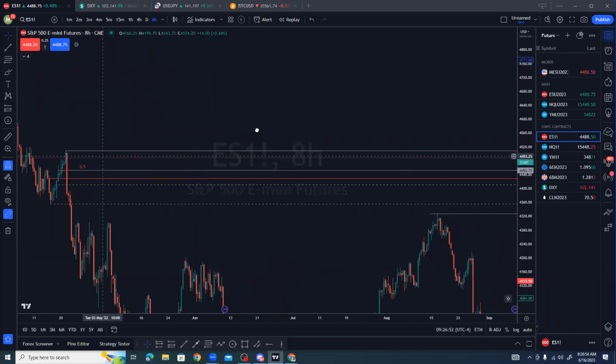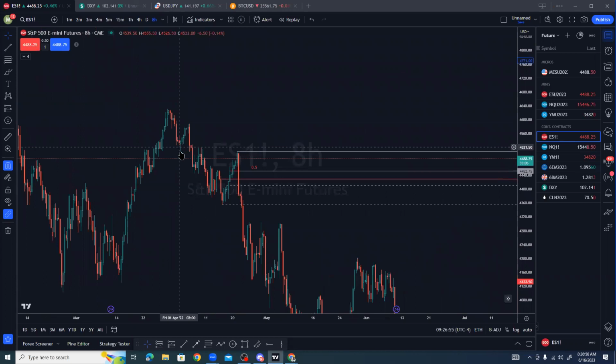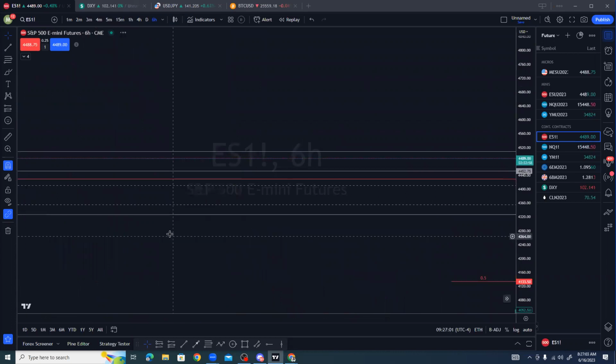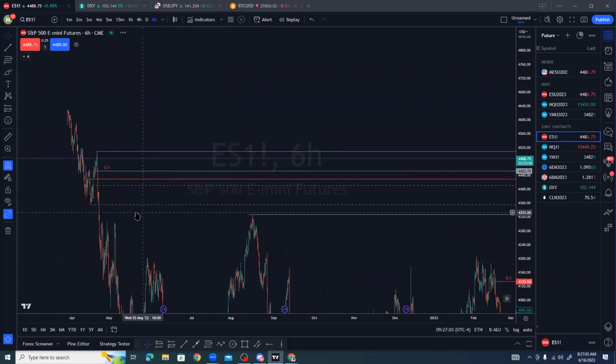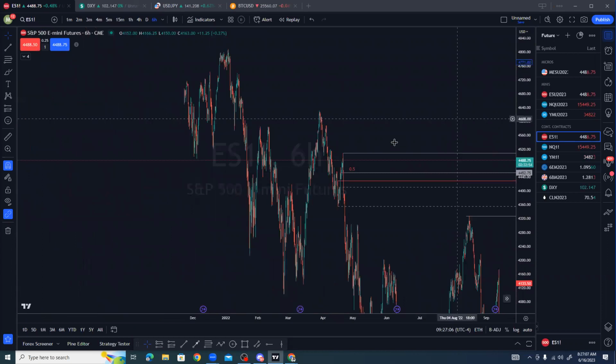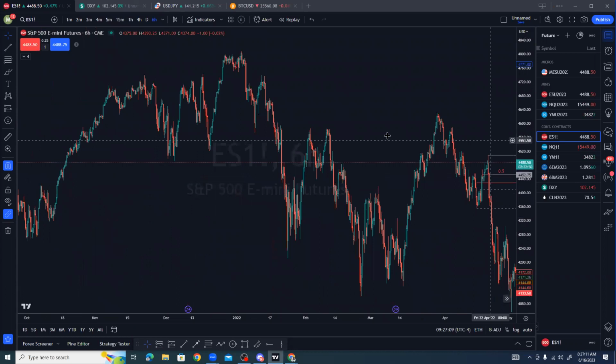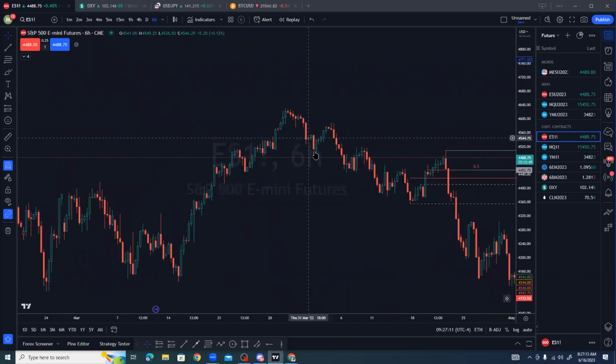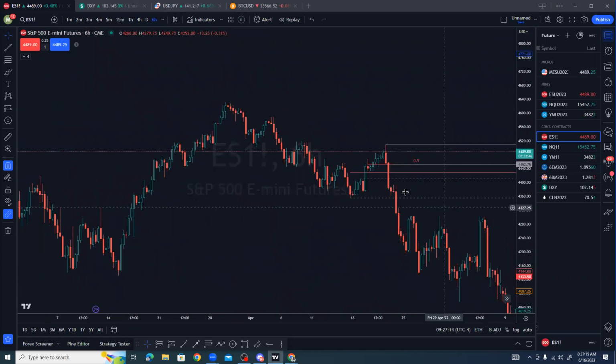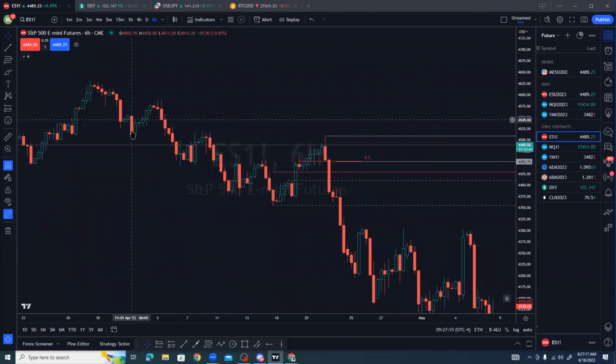8-hour chart. This seems to be the same area. Looks like it's... Let's go to a 6. Well, that's a lot better. One candle there. This is what I was looking for. Just gives me a better idea of this move right here.